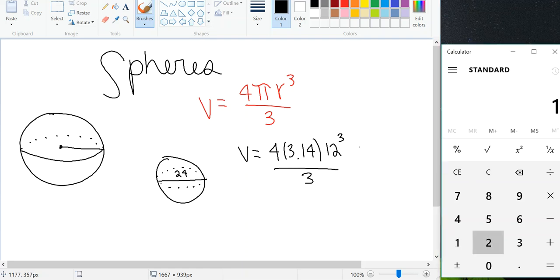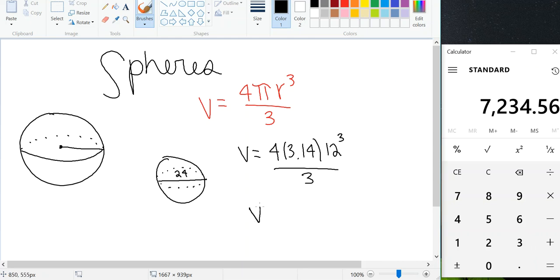So I'm going to multiply 12 times itself 3 times, giving me 1728. You can do this all in one step if you want, or write that down and then start multiplying more, but I'm going to just keep on multiplying times pi and then times 4. So I have quite the large number here, and then all at the same time, I don't even need to write anything down. I can go ahead and just divide that by 3, giving me my final answer.